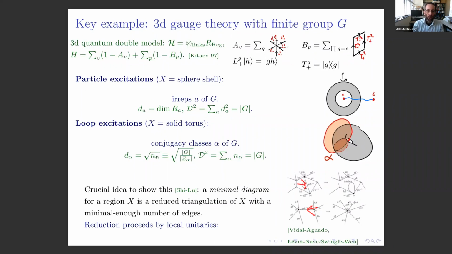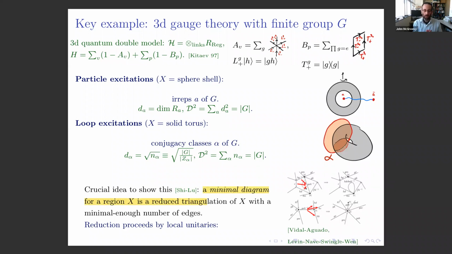And you can ask, how do I know these things? There are various ways people have studied the excitations of the quantum double model before, but within the entanglement bootstrap program, there's a beautiful way to understand this. The idea is familiar to anyone who has thought about computing the ground state degeneracy of the quantum double model on some manifold. The thing you should do is pick the minimal triangulation of the space on which you're putting the thing. So the idea of a minimal diagram for a region X is basically the same thing, except that there's a small difference in the way one treats the links and vertices on the boundary.